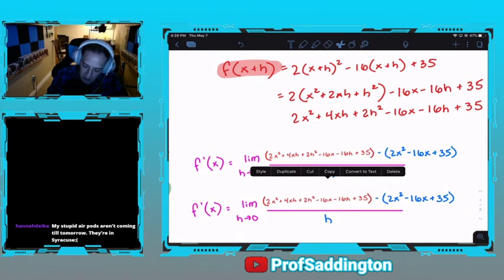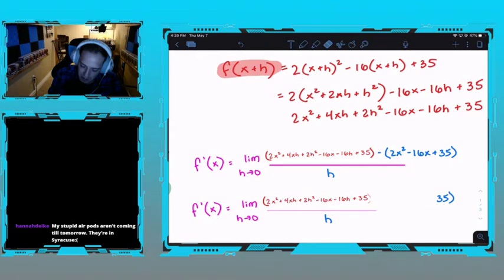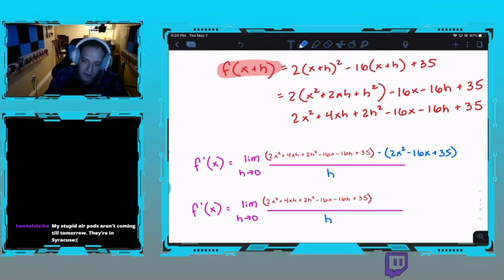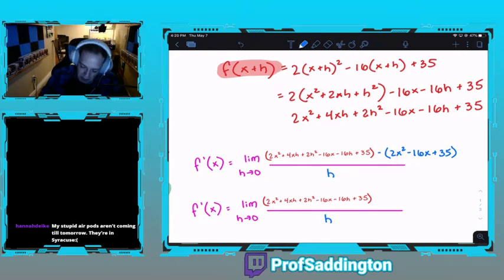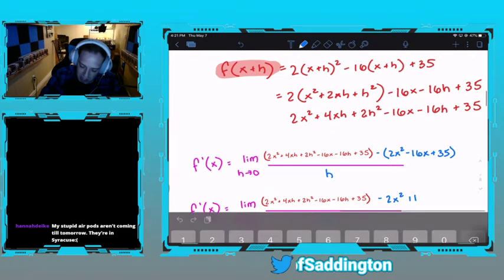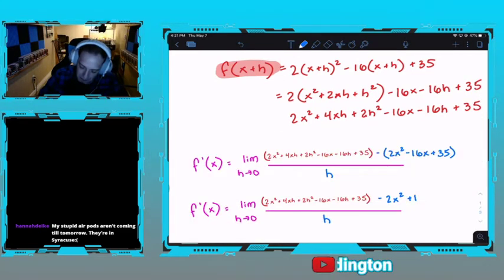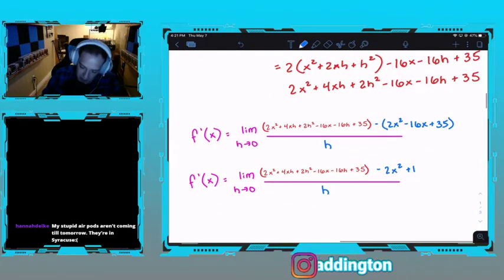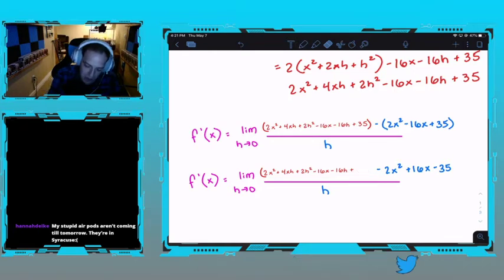The only thing we can simplify down is what's in blue on top. Not all of it, just right here, because we have to distribute that negative. So if we distribute the negative, we're going to have negative 2x squared plus 16x. Oops. Why does the text pad keep coming up? Minus 35. Because we're distributing that negative in. And technically, these parentheses... Why is my eraser so big?